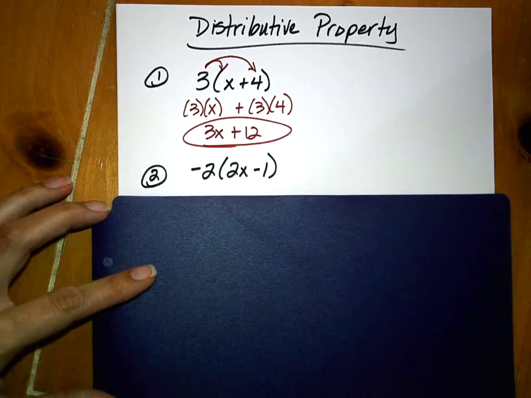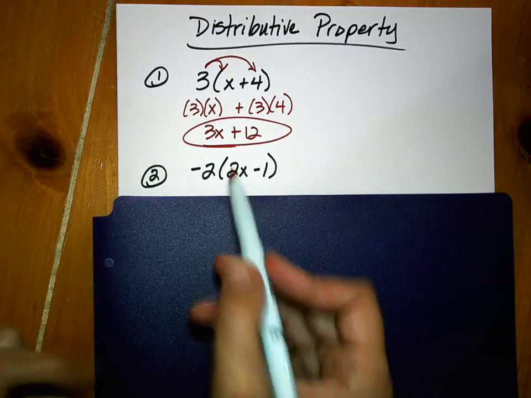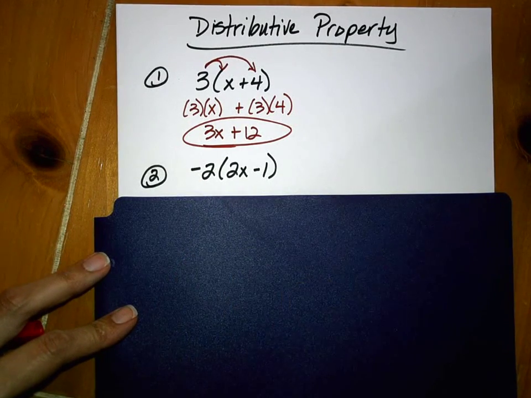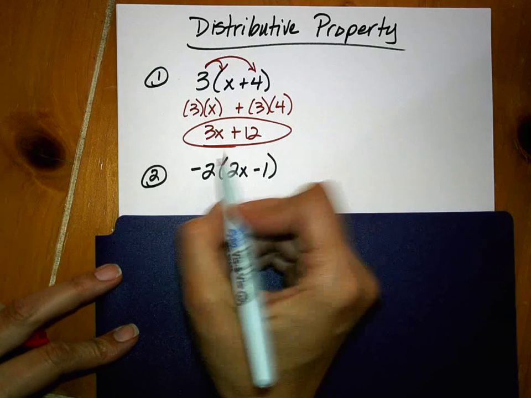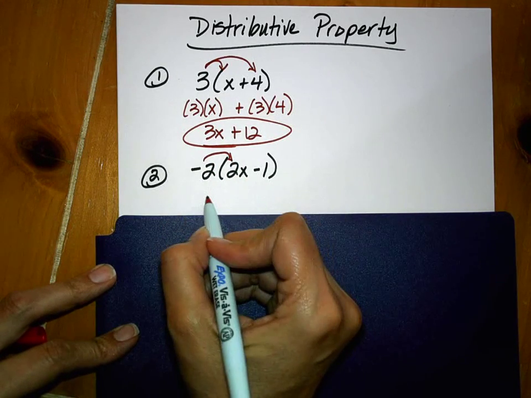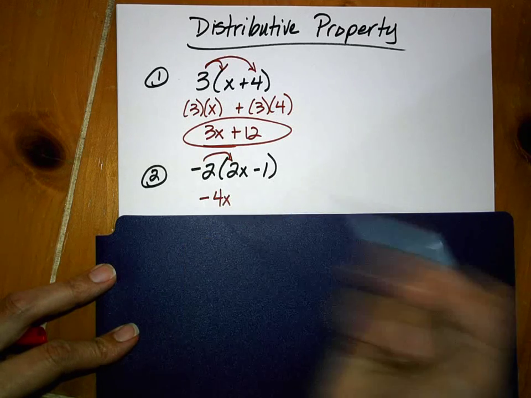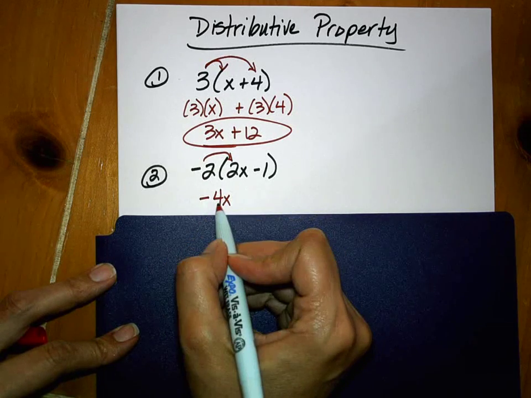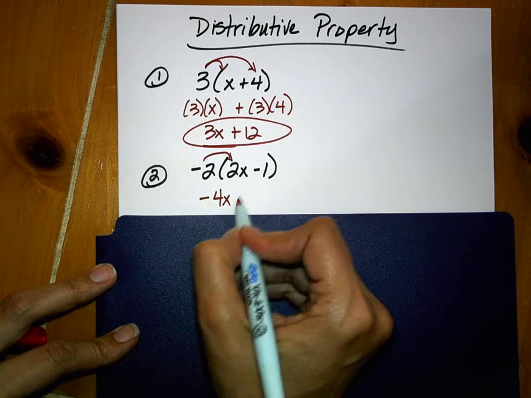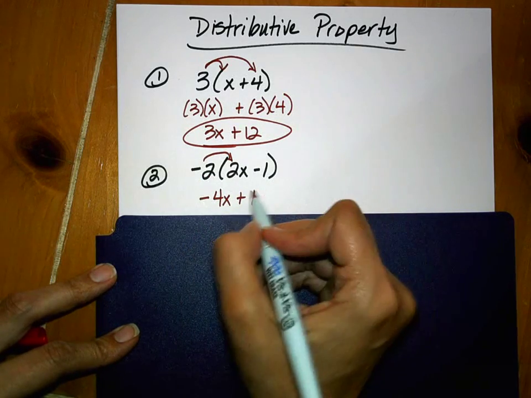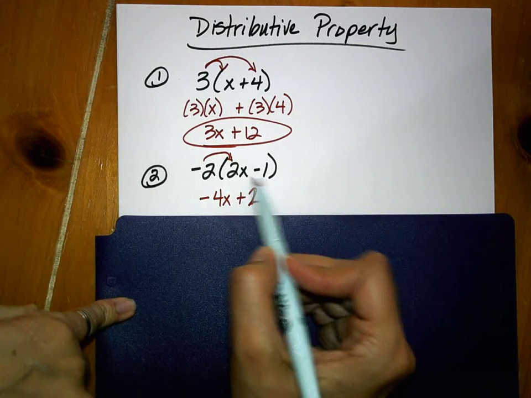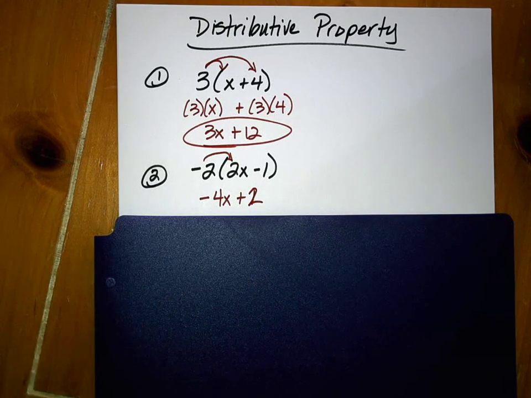Okay. Another example which gets a little more tricky is when we involve negatives on the outside of the parenthesis. We're still going to do the same thing. Multiply a negative 2 times a positive 2x is going to give us a negative 4x, because negative 2 times positive 2 is negative 4. A negative 2 times a negative 1 is going to give us a positive 2. This right here is tricky for a lot of students, so I'm going to show you another way to do it.